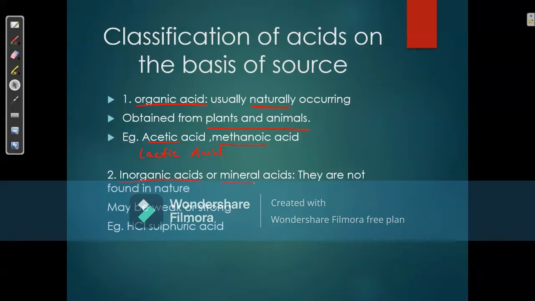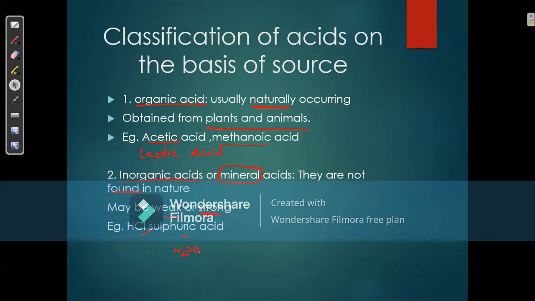The other category is inorganic acids, also known as mineral acids. So we call inorganic acids mineral acids, and they are never present in nature. They are not found in nature. Sometimes they may be strong and sometimes they are weak also. Examples are hydrochloric acid or sulfuric acid.